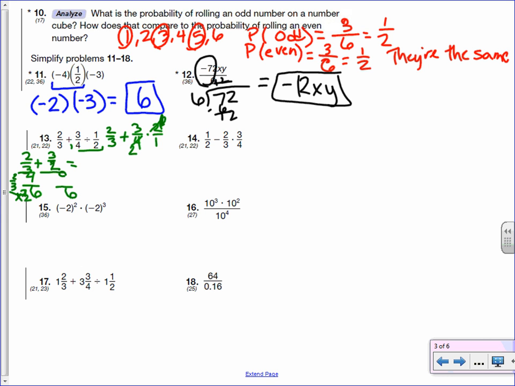3 times 3 is 9. So I have 4/6 plus 9/6, which gives me 13/6. 4 plus 9 is 13. The 6 stays the same when you're adding fractions. And 6 goes into 13 twice, and then there's 1 left over. So 2 and 1/6.